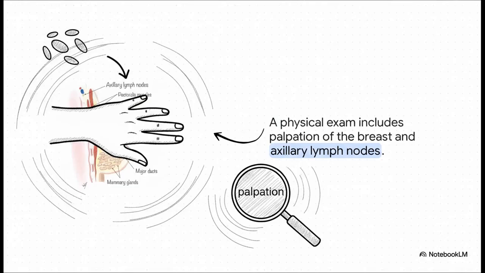Right after the history, I would perform a complete physical examination. This involves first just looking, inspecting the breasts for any asymmetries or subtle skin changes. Then I would carefully palpate or feel the breast tissue, the nipple area, and of course the axillary lymph nodes in the armpit, all while keeping the underlying anatomy in mind.